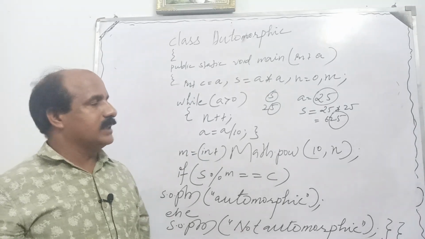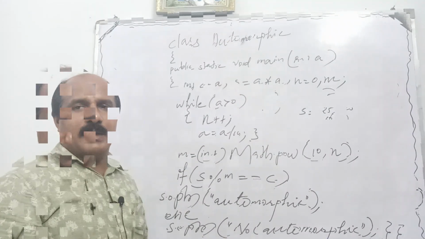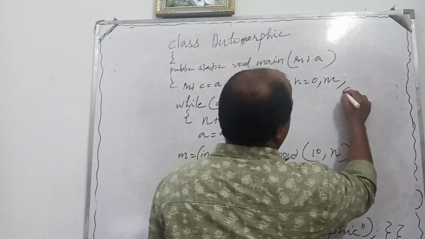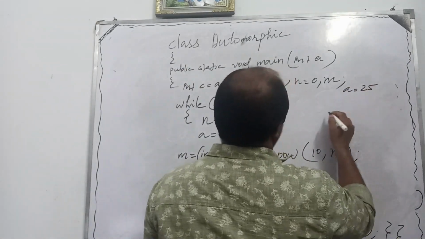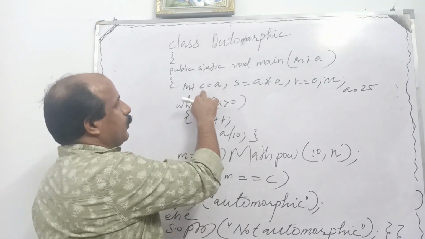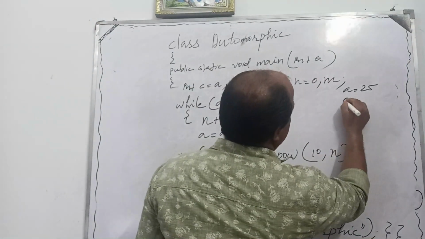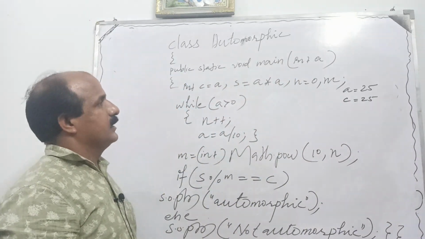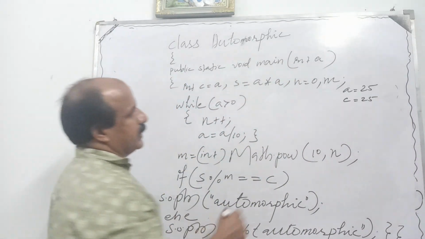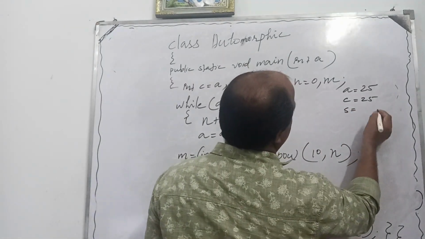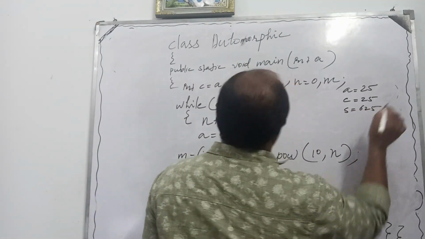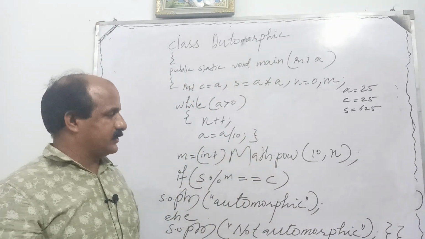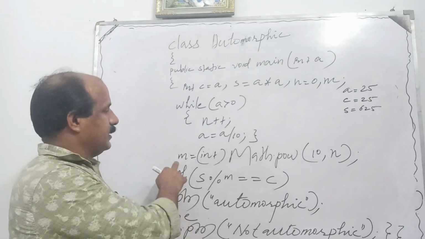Now we are going to see the logic behind our program. I am taking the example as 25. So A is equal to 25. I am making a copy of A in C, so C is equal to 25. Now S is equal to A into A. In S what will be there? A into A means 625. And N is equal to 0. M has no initialization; it will be initialized here itself.